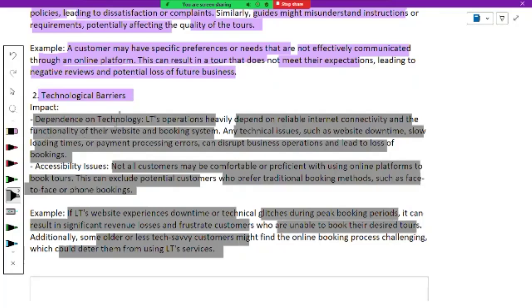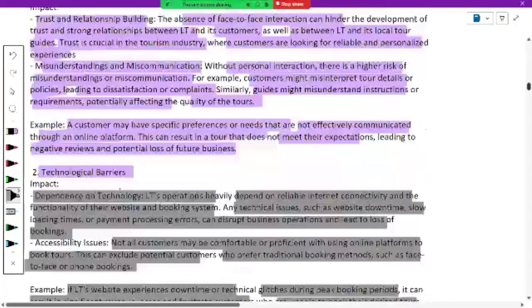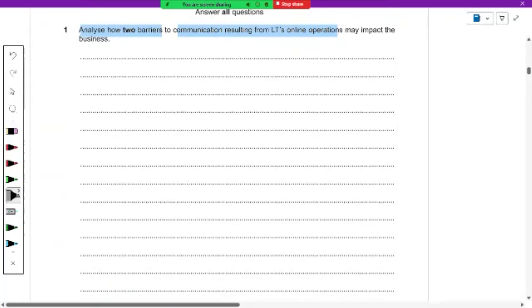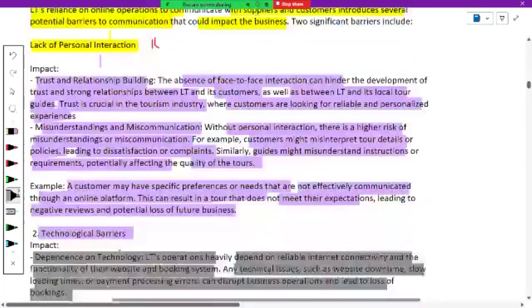So this is how we can say that there would be two types of barriers, and that would result in communication problems. Okay, so we are done with the 8 mark question. In an 8 mark question you just need to talk about two different barriers, but as you can see I have explained a lot, but you can maybe just stick to trust and relationship building or misunderstanding and miscommunication. I have written four impacts here, but you only need to write two impacts because this is the main requirement.